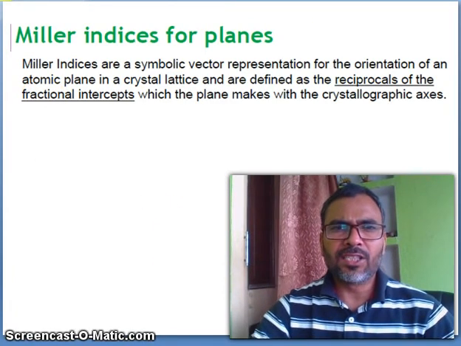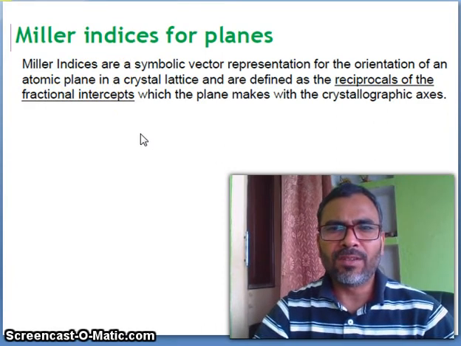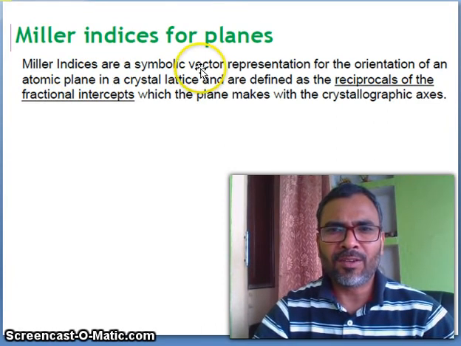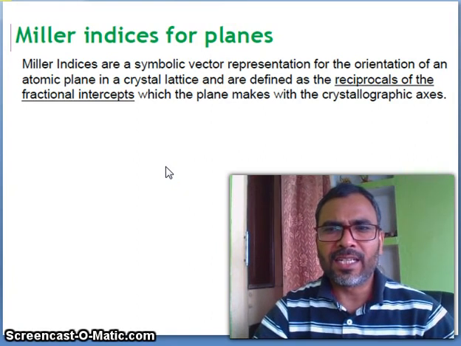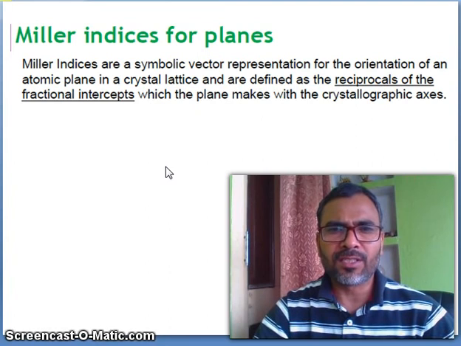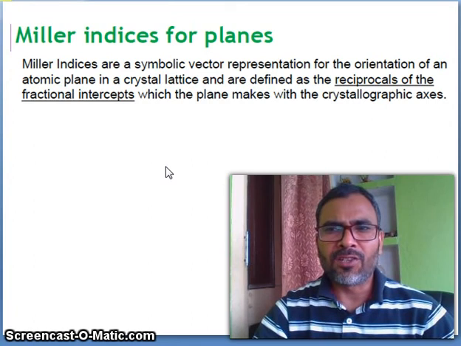So, Miller indices for planes. What are Miller indices? Miller indices are a symbolic vector representation for the orientation of an atomic plane in a crystal lattice, and are defined as the reciprocals of the fractional intercepts which the plane makes with the crystallographic axes.